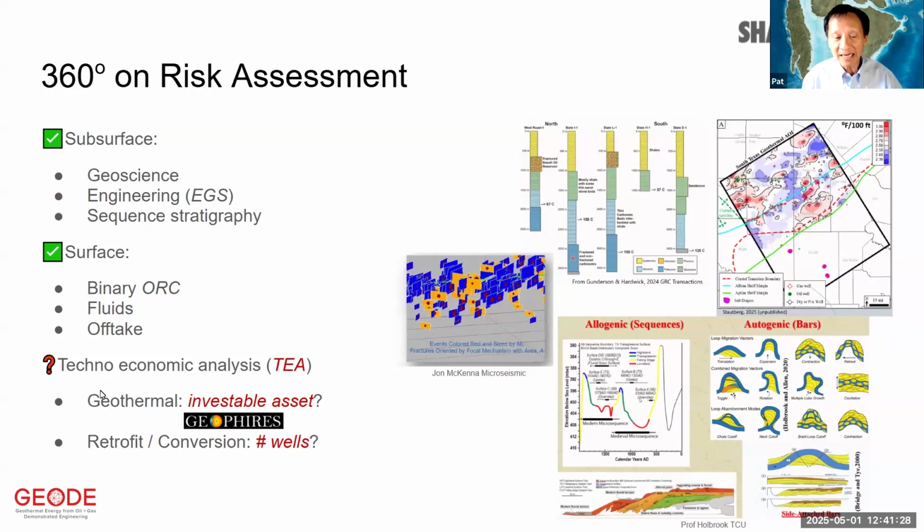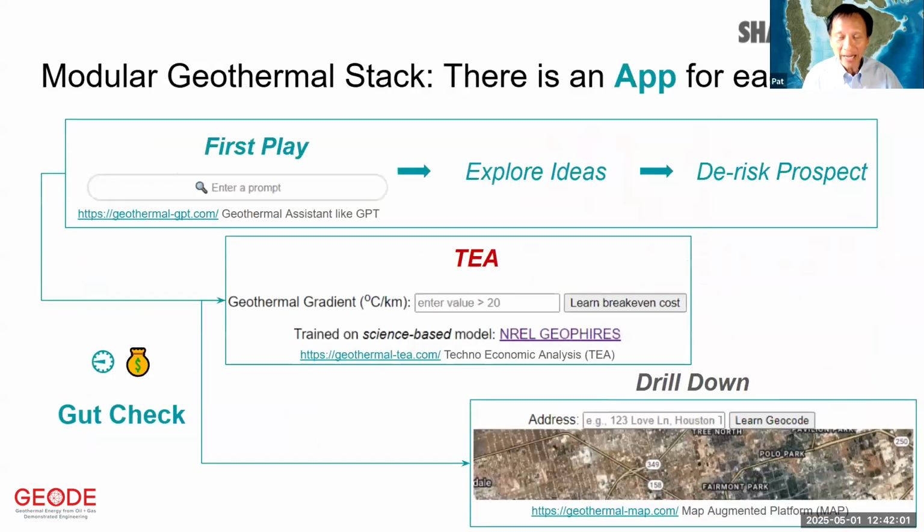But I will focus particularly on a techno-economic analysis, or TEA. In particular, the two questions I like to address: first, is geothermal an investable asset? Does it produce a reasonable return and so forth? The underlying project economic modeling uses GEOPHIRES, which I'll go into a little bit later. The opportunity retrofit conversion is really about, well, what's the size of the opportunity, how many wells maybe we can look at.